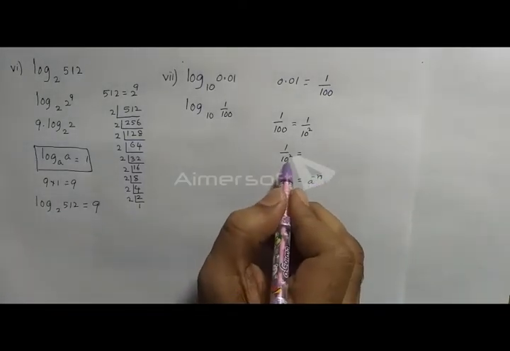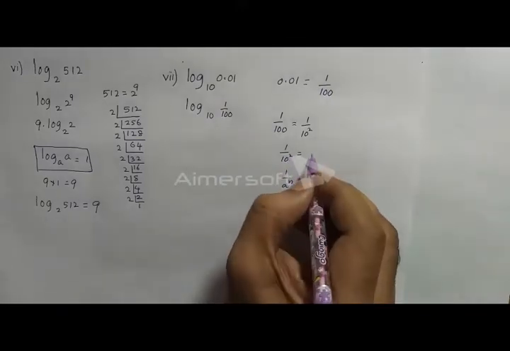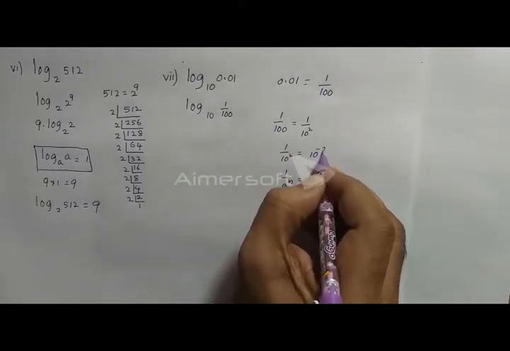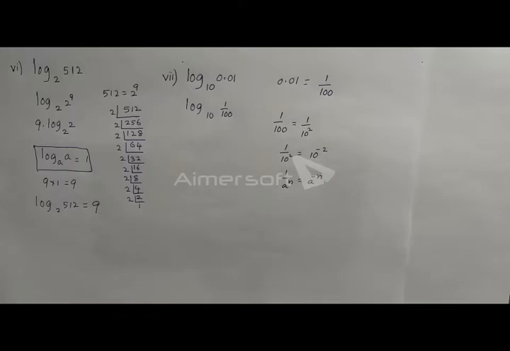We can write 1 by 10 square as 10 power minus 2. Okay, have you got this?